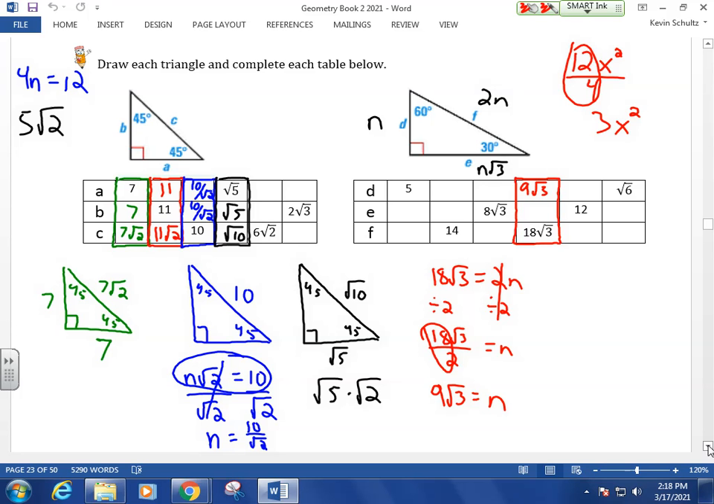So to find E, we're taking our value for n, which is 9 root 3, and we're multiplying that by root 3. So that's what that E side is. It's n root 3. Our n value is 9 root 3, so we're multiplying that by root 3.